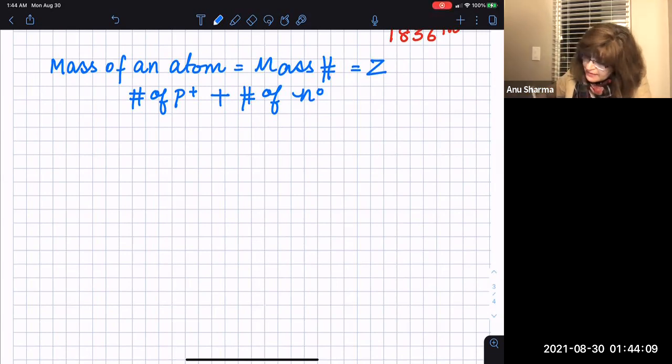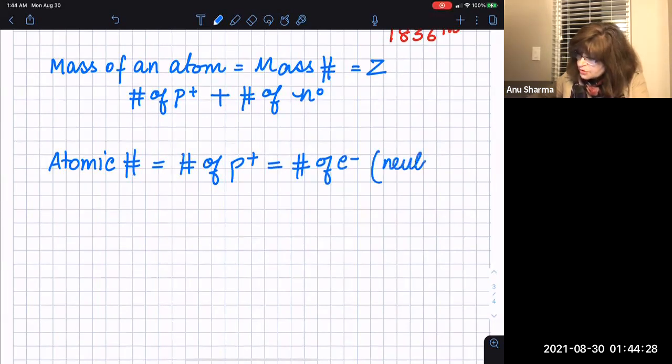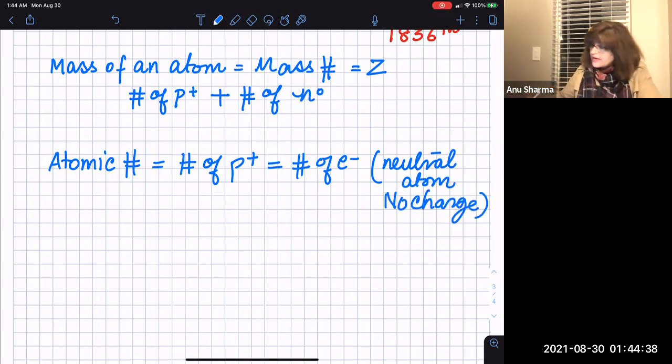Okay, then we have the atomic number. Now the atomic number is equal to the number of protons. Okay, and the number of protons should be equal to the number of electrons for neutral atoms. Neutral atoms means that the atoms have no charge. Okay, no charge. All right, now let's look at some examples here before we delve into the periodic table.